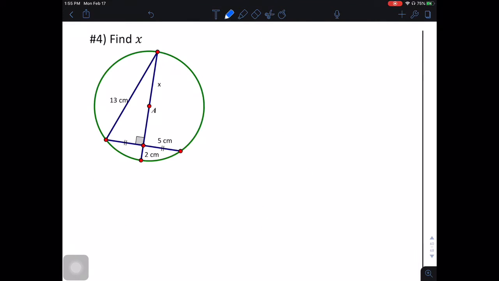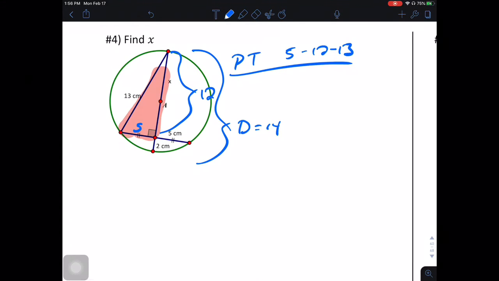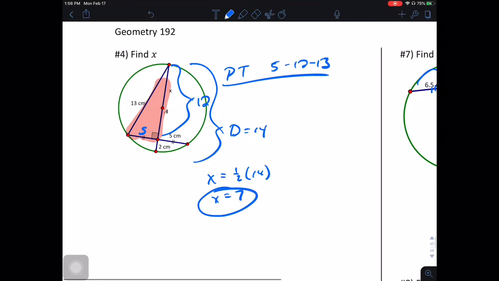Number 4, the picture shows that this is a right triangle. The picture shows that this segment is 5, and this one also has 2 dashes, so it's 5. That makes this a right triangle. And if you recognize this is a Pythagorean triple, this is a 5, 12, 13, which makes this here 12. And if that's 12, and this other little part down here is 2, that makes the diameter 14. If the diameter is 14, then the radius, which is what x is, has to be half of 14. That makes the radius 7. This is centimeters, so the radius is 7 centimeters.